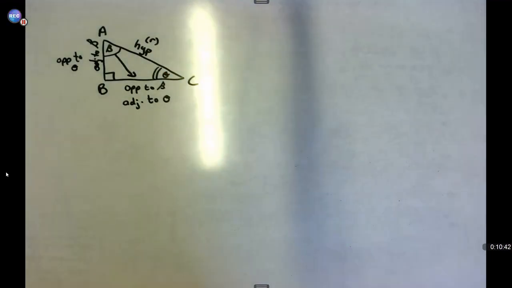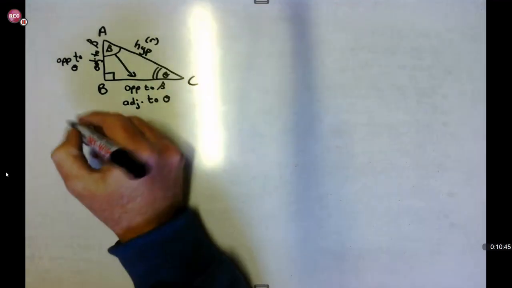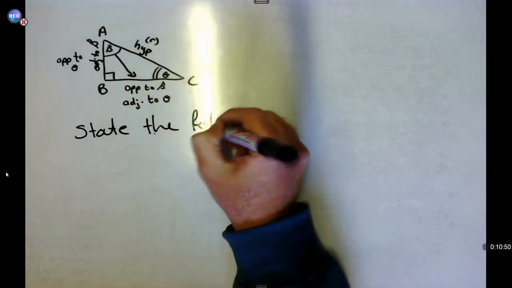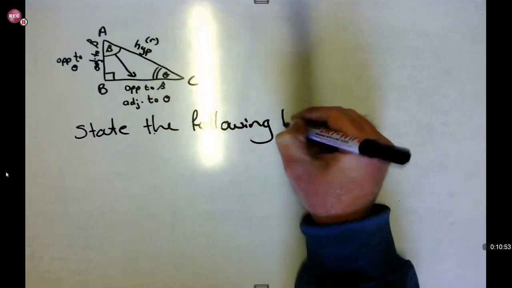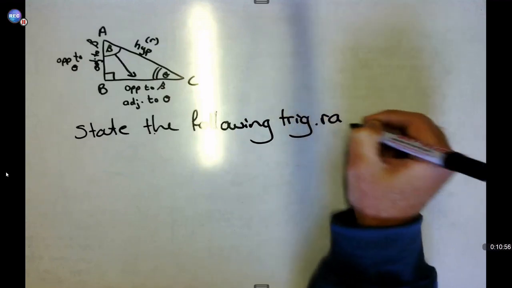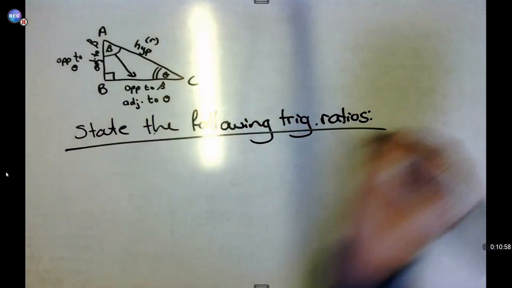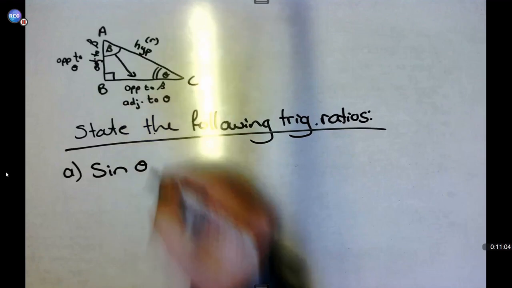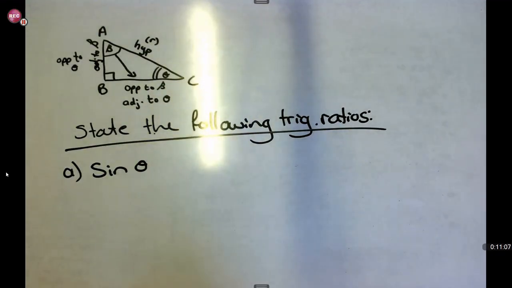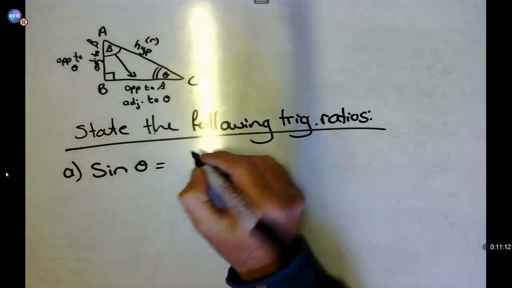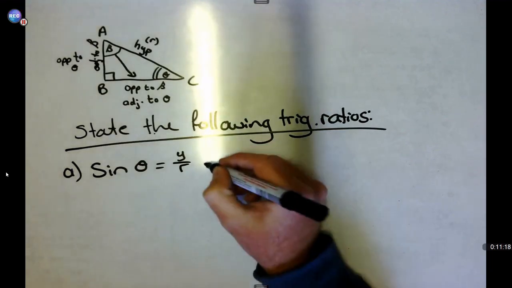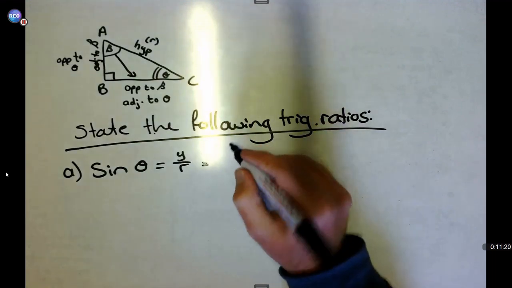Okay, so now if I ask you to state the following trig ratios, so I'm just going to write the question down. State the following trig ratios. If I give you this, question A, sine theta, okay, sine theta, you would obviously know that sine theta, if you know your functions, is y over r. Okay, y over r. Which tells me if it's y over r, it's going to be opposite over hypotenuse.